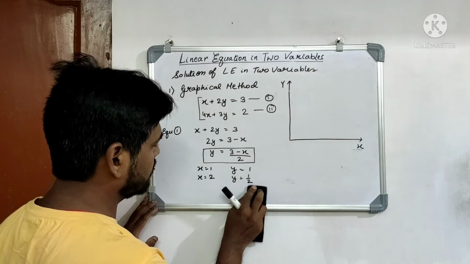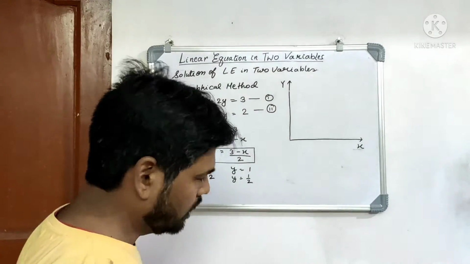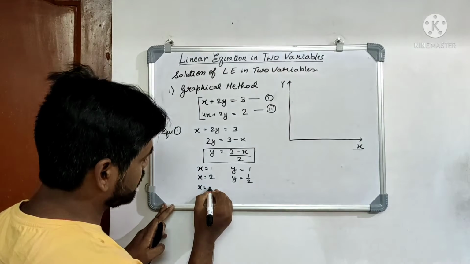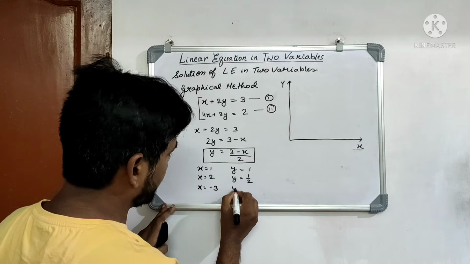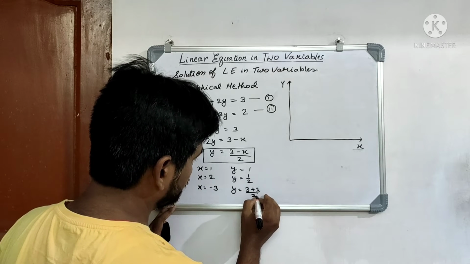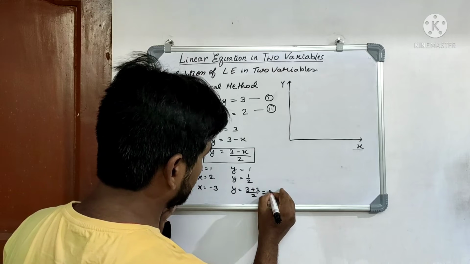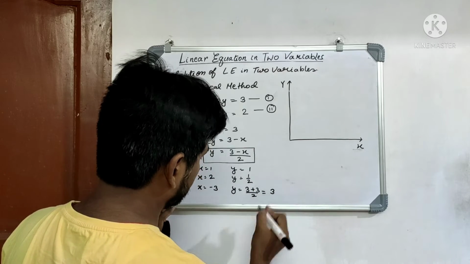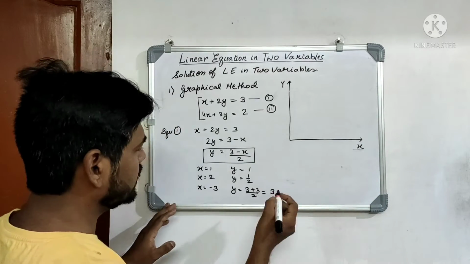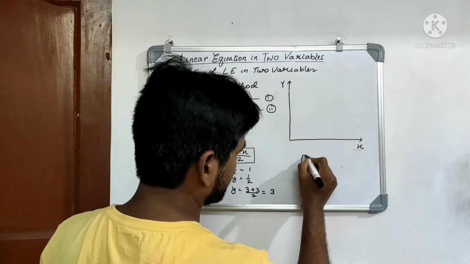Let us say I am taking value as randomly minus 3. For x is equal to minus 3, I will be getting y is equal to 3 plus 3 upon 2, that will give us a value equal to 3. Okay, so I am going to plot these three values for the first equation.